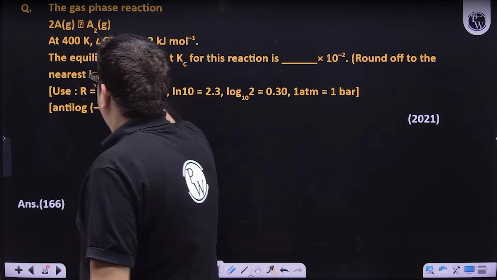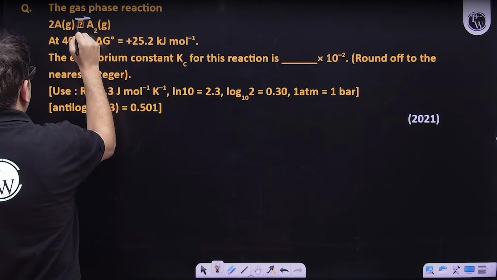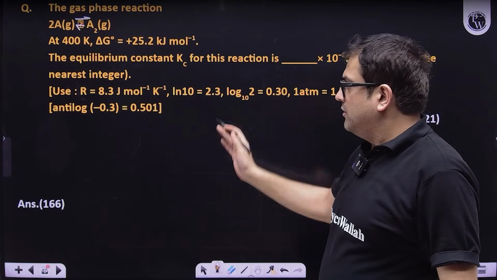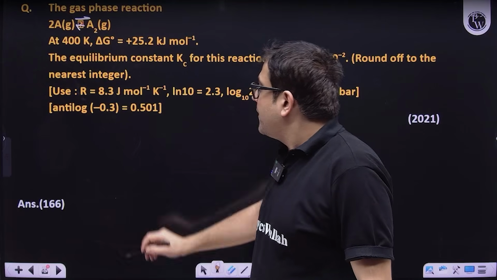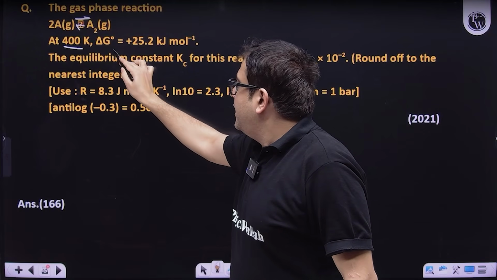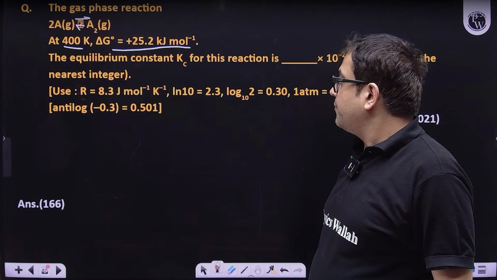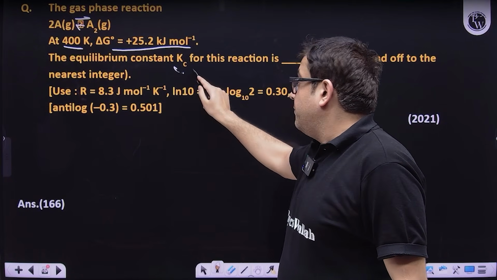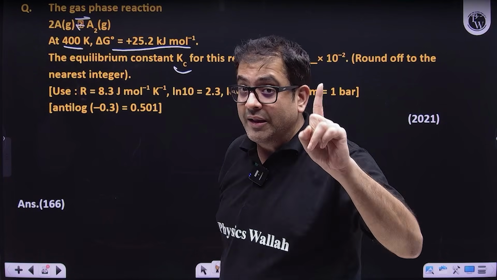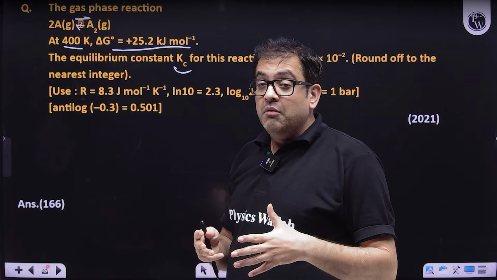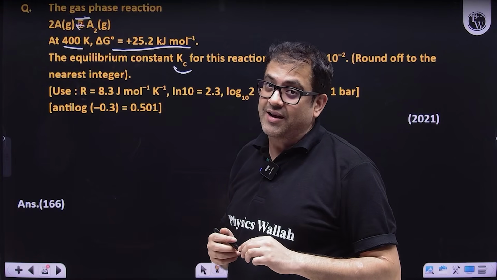Now again, this is a question on equilibrium. The question says 2A gas is in equilibrium with A2 gas. The gaseous equilibrium is given. At this temperature, this time they have furnished you the value of delta G naught. The value of Kc, okay. Now one thing. All these calculations we were doing for what? Sir, they were for gaseous reaction.